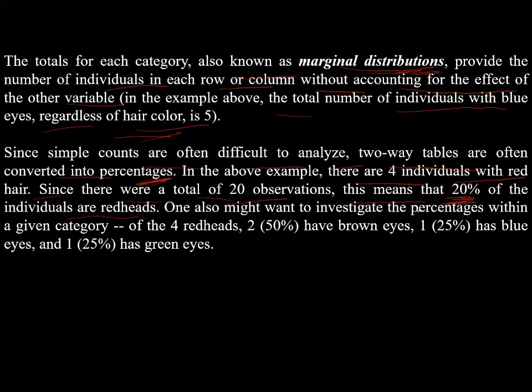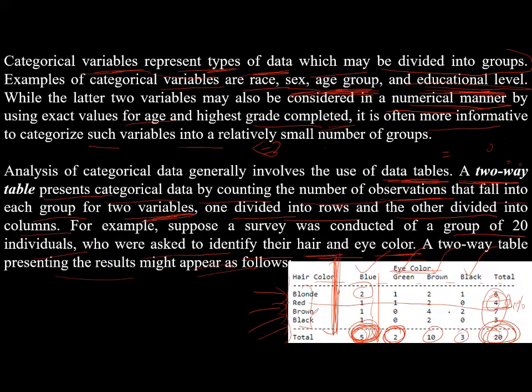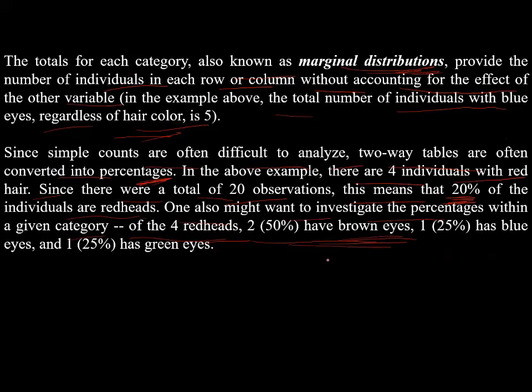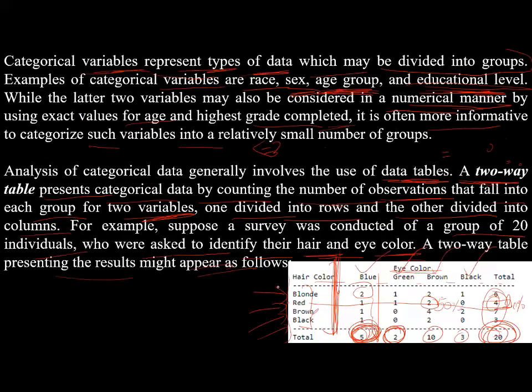Similarly, one also might want to investigate the percentages within a given category. Of the 4 redheads, 2 have brown eyes, so we can write this as 50%. How many redheads have brown eyes? 2 have brown eyes, 1 has blue eyes. How many have blue eyes here? Blue eyes is 25%.